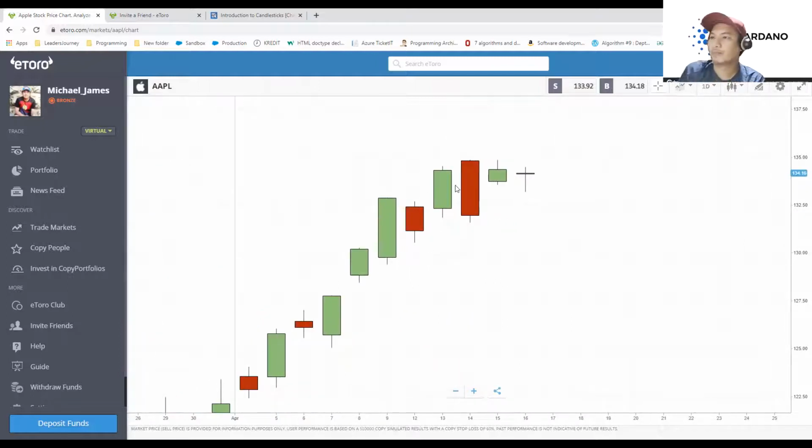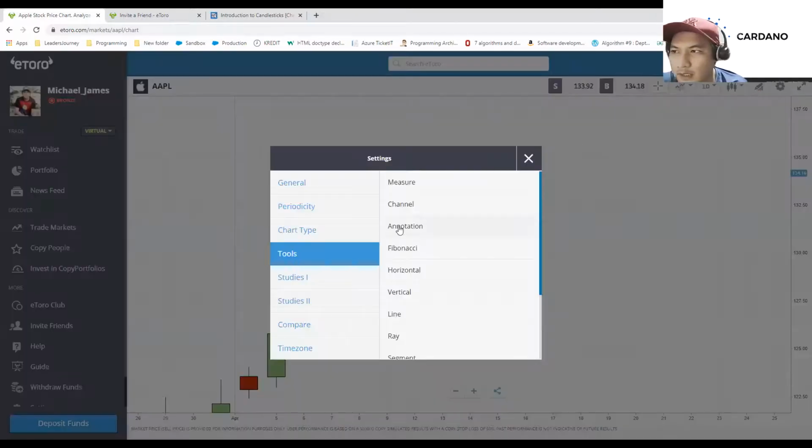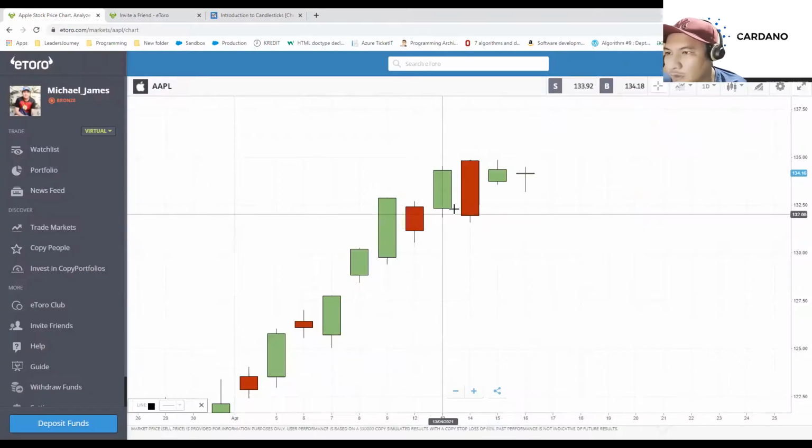So for this candle bar, the opening price for a green one will be the lower body of the candle. So let's add a line here so you will understand. This is the opening price, $132.28, the price of Apple when it started on April 13. Then that price started to fluctuate during that day.